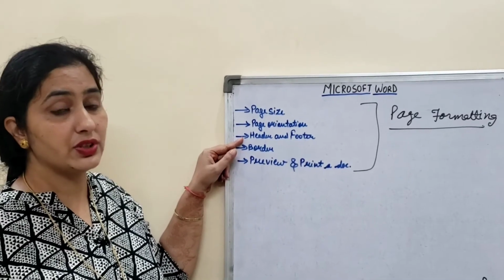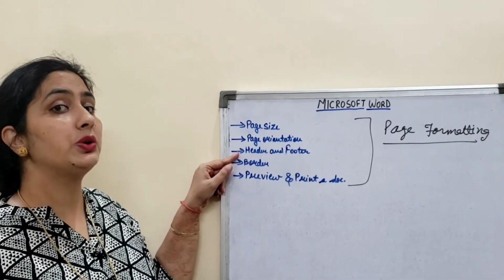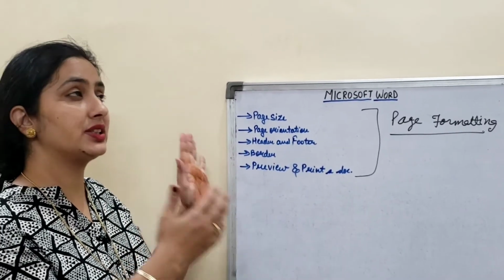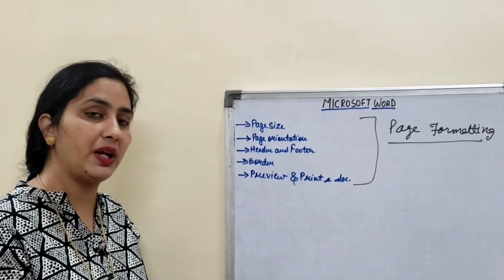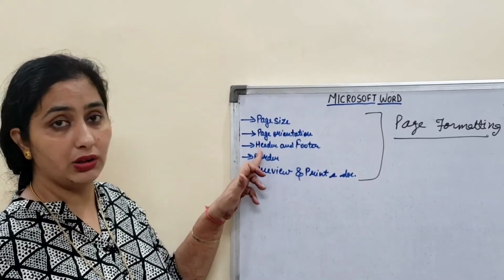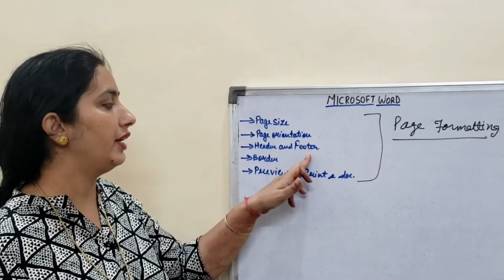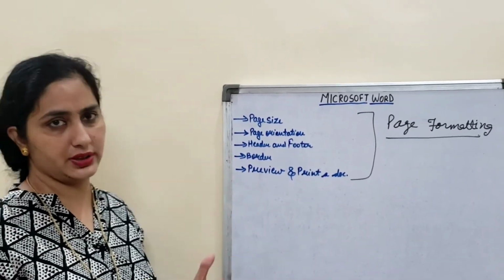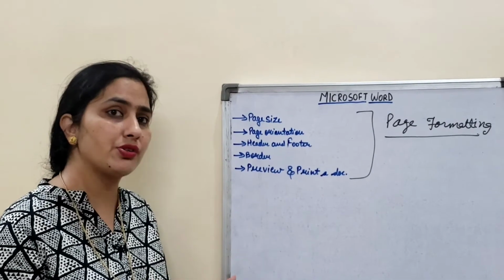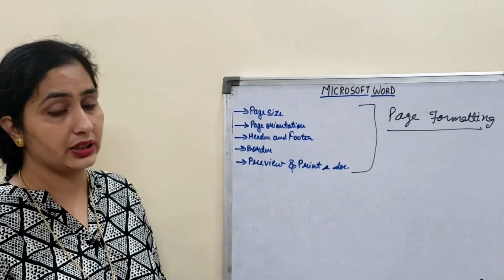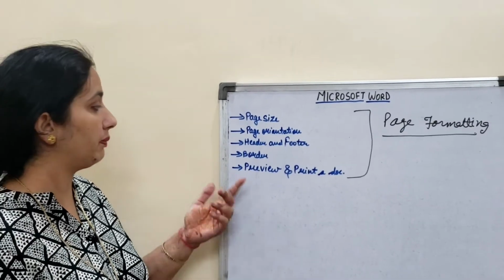Then header and footer, which we use whenever we want a heading on every page. Instead of typing the heading in each and every page, and something at the bottom, we can use the header. Header is always at the top of the document and footer is always at the bottom. Border means whatever borders we want to appear on the page. Similarly, if we want to give any color, we can apply that in the shading part.